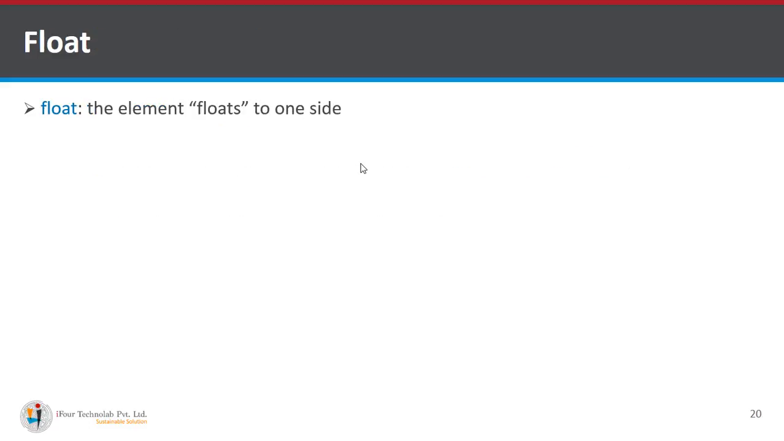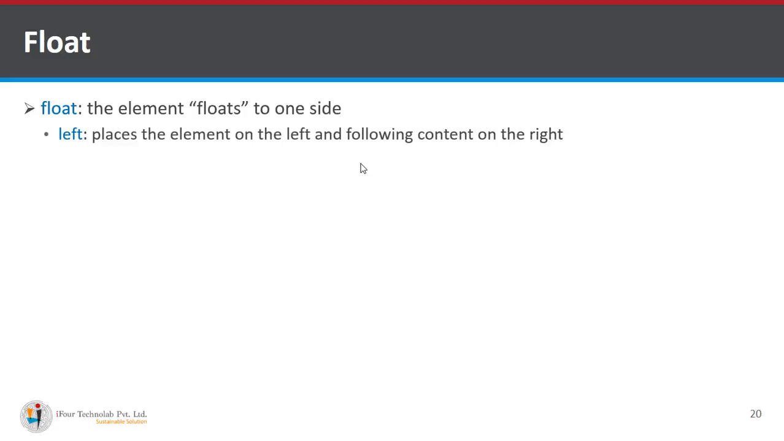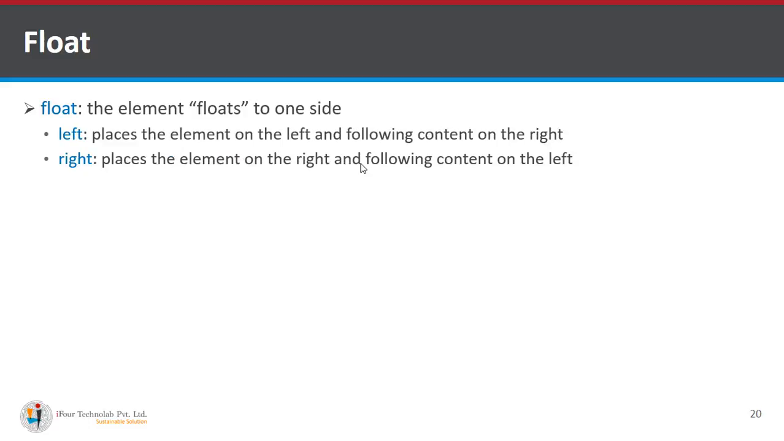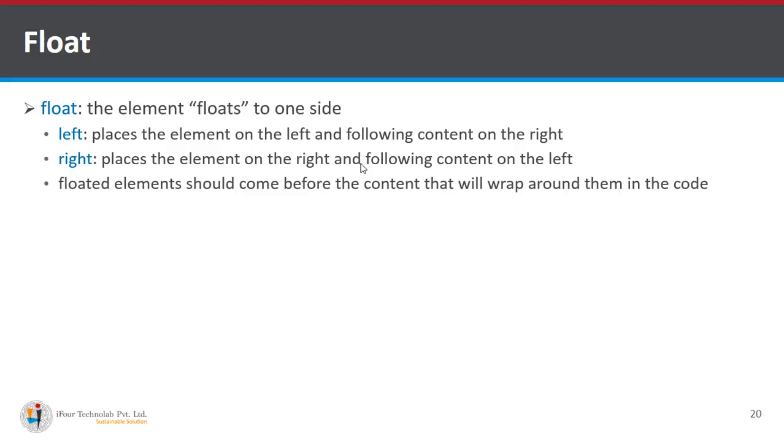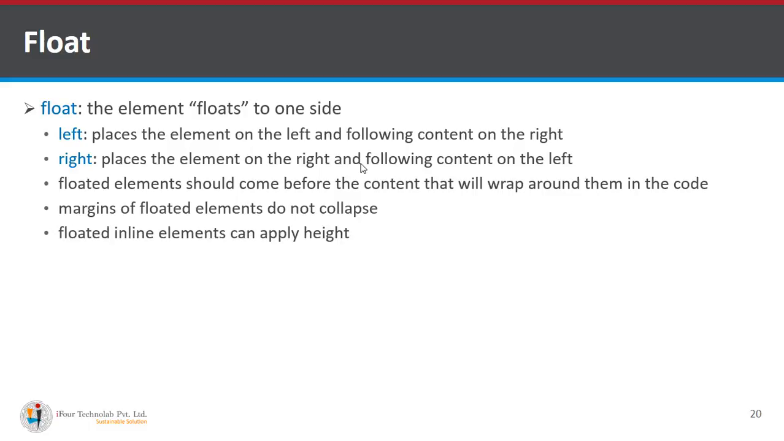Float, the element floats to one side. It has two values, left and right. Left places the element on the left and right places the element on the right. A floated element should come before the content that will wrap around it in the code. Margins of floated elements do not collapse. Floated inline elements can apply height.